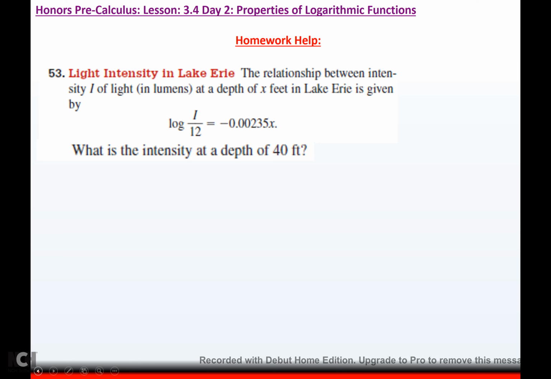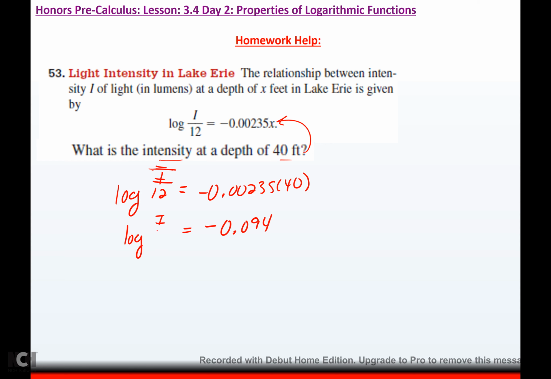So, and then we have this light intensity in Lake Erie. It says the relationship between intensity I of light in lumens at a depth of x feet in Lake Erie is given by this equation. So I want to know what is the intensity at a depth of 40 feet. So they're giving me an x. So I have log of I over 12 equals negative 0.00235 times 40. So I'm going to figure out what that is first. Negative 0.00235 times 40 is negative 0.094 equals log of I over 12.